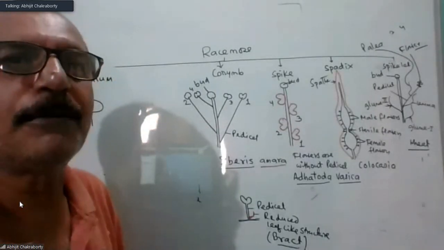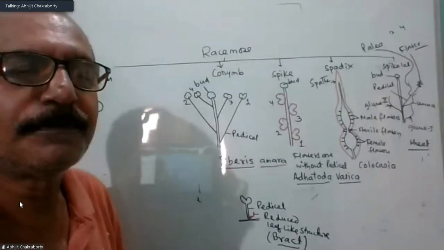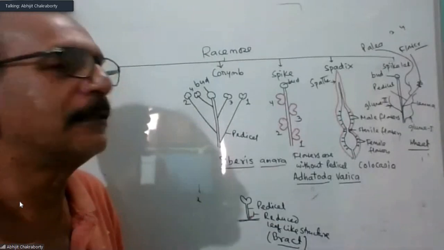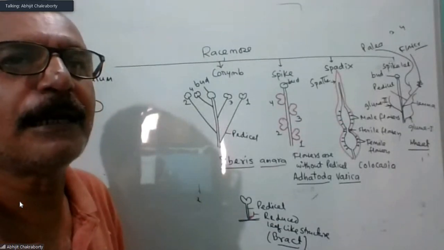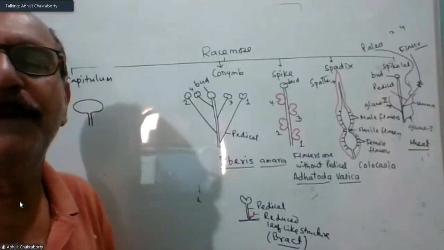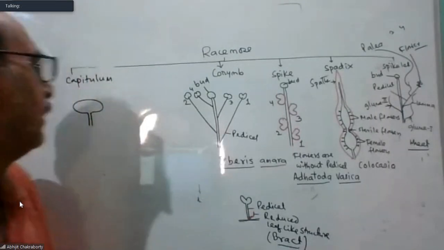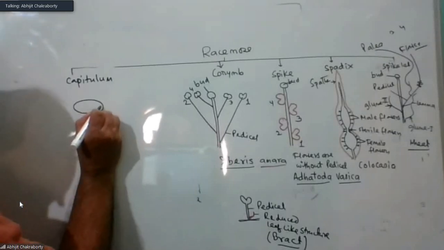So this is what the spikelet is about. Clear? The first two bracts do not bear flowers. The third bract bears the flowers. And inner to the third bract, another bracteole is present, which is called palea. Clear? Okay. Now in capitulum, this is actually what happens.